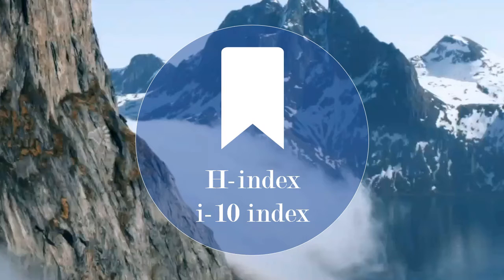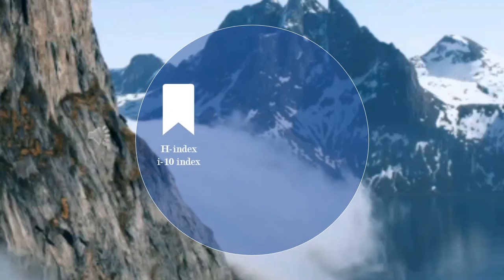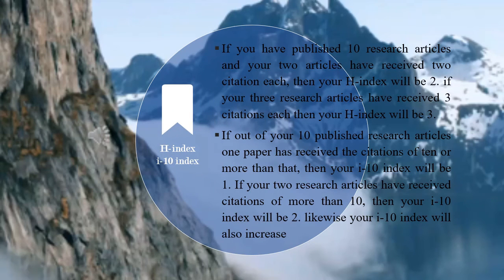Our next term is H-index and I10 index. The indices that we discussed earlier are for journal impact, to evaluate a particular journal, whereas these indices, H-index and I10 index, are author's impact, to evaluate an author's qualification or quality. So let's know what is H-index and I10 index. H-index and I10 index evaluate an author's profile as a researcher.